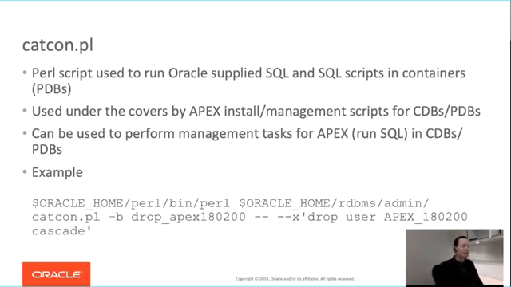For example, let's say you've upgraded from Apex 18.2 to Apex 19.1 when you had a CDB where Apex was installed common. We always recommend that you remove the prior schema once you're comfortable with the upgrade. And so the only way to do that would be to use this catconpl script. And this is an example showing you how you just run a single statement in all containers in a CDB, where we're executing drop user Apex Cascade.